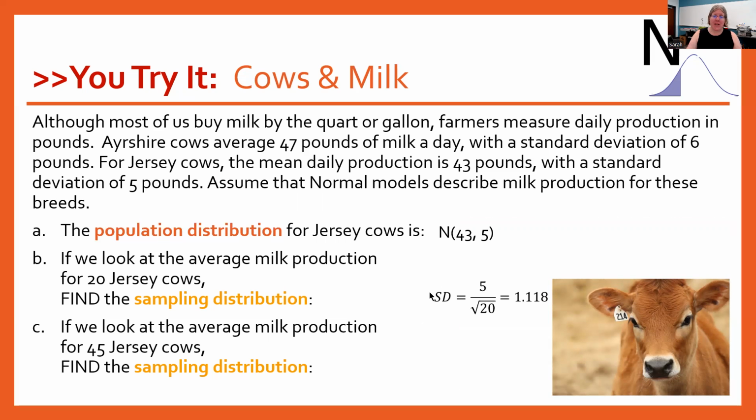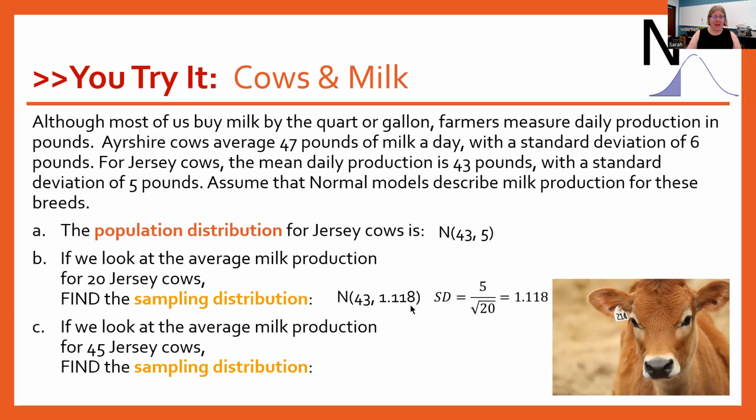To answer the question, they want to know the full sampling distribution. So I'm going to put the normal down because the original was normal. Same mean of 43, and I've just changed out that standard deviation for the 1.118.